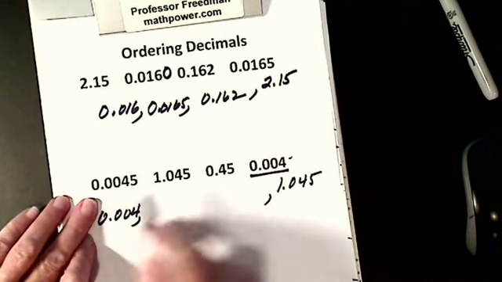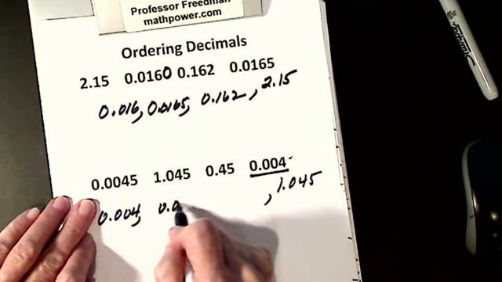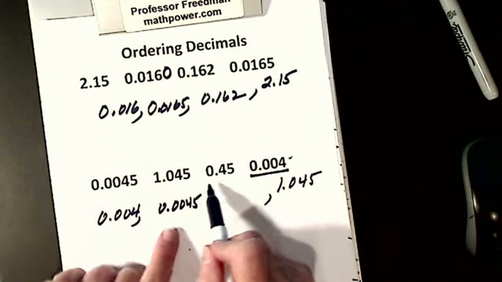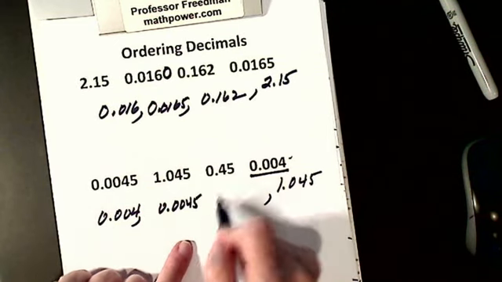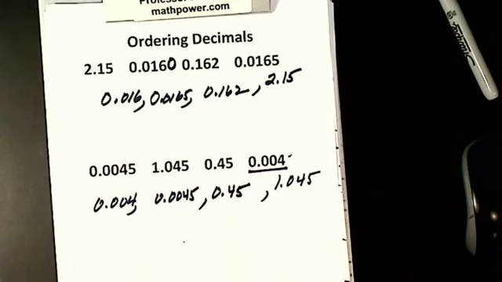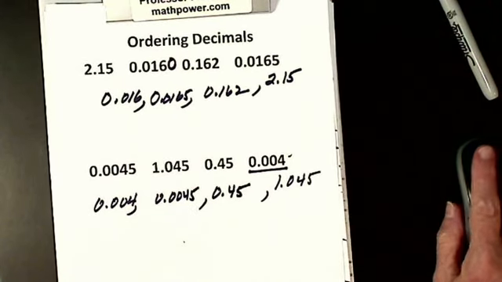Then I'm going to go to this one. 0.0045. Then I have my 0.4. So you just have to go digit by digit, but be careful. Good luck.